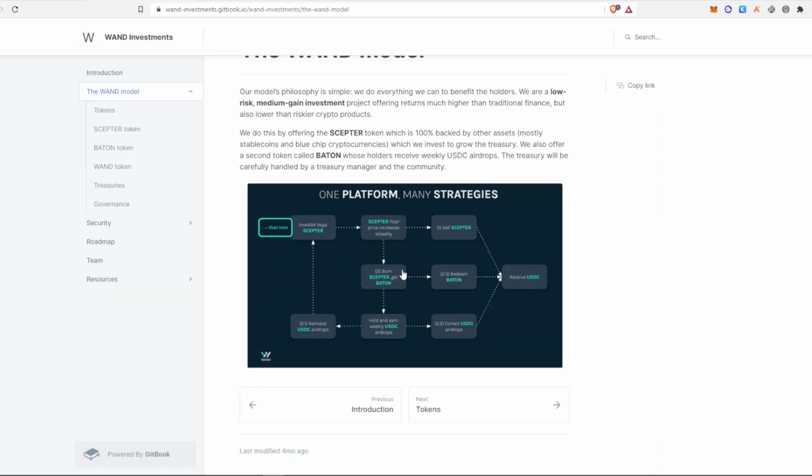And yeah, so they're kind of your two options. Or you can do a little bit of both. You can hold some Scepter and then maybe burn some of them for Baton and kind of do both at the same time. It's kind of up to you really. And yeah, so they're the two tokens in the protocol.